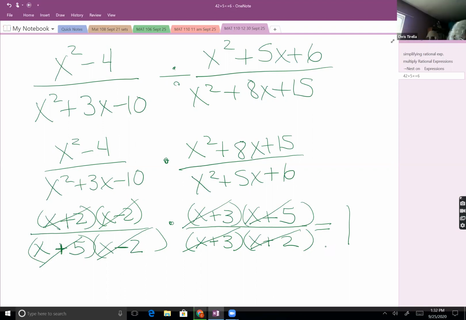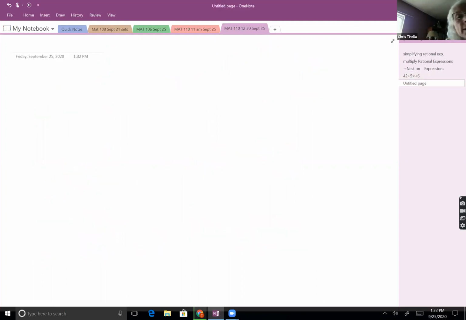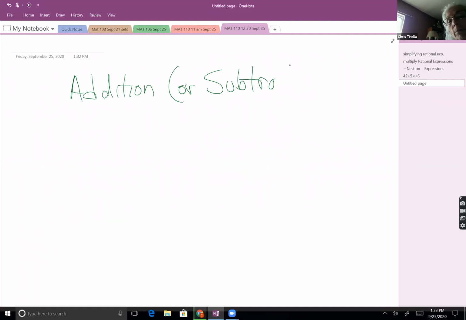If so, let's start looking at that next operation. And that next operation is addition or subtraction of rational expressions.